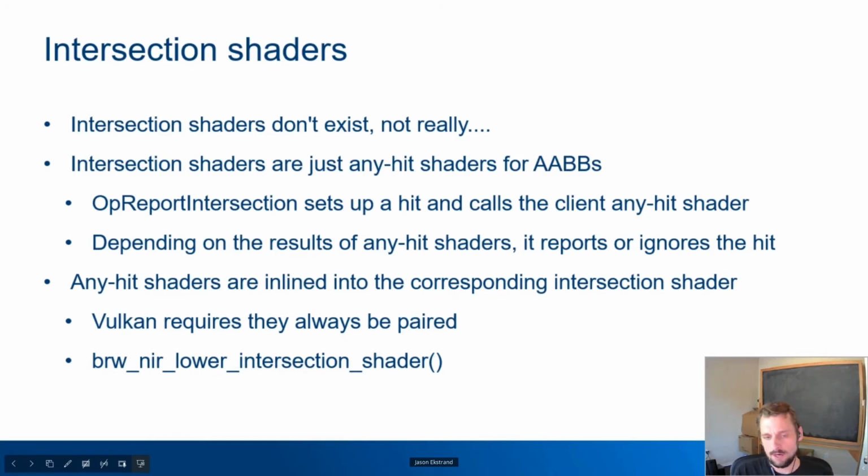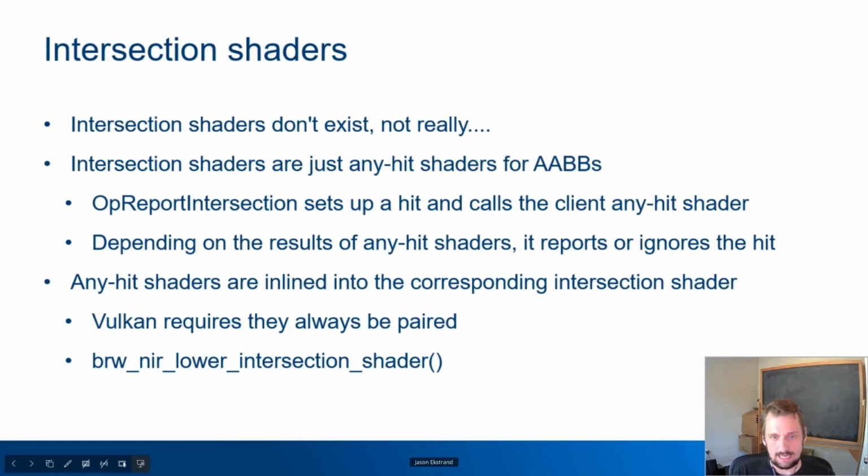So when you create your pipeline, you create a set of shader groups, and the groups are what you actually get handles for. And in the case of AABB geometry, the group is an any hit shader, an intersection shader, and a closest hit shader. And you are guaranteed that the any hit shader and the intersection shader always come together in the pipeline. And we can use that to actually inline the any hit shader into the intersection shader.